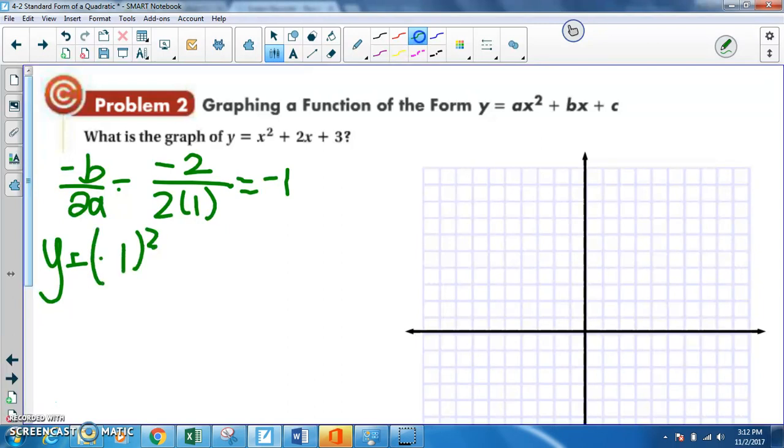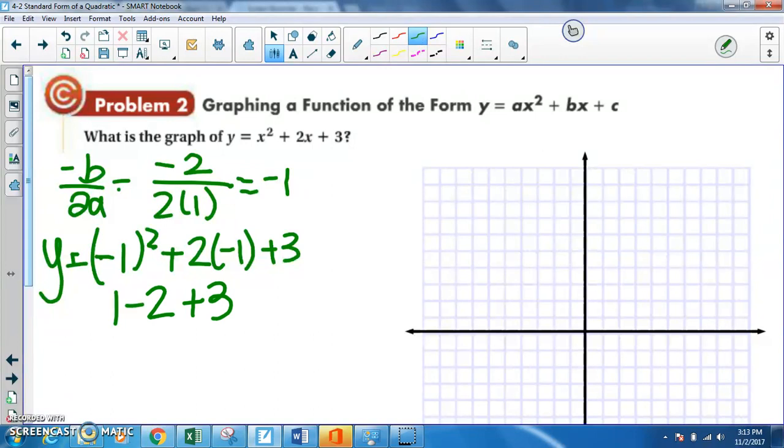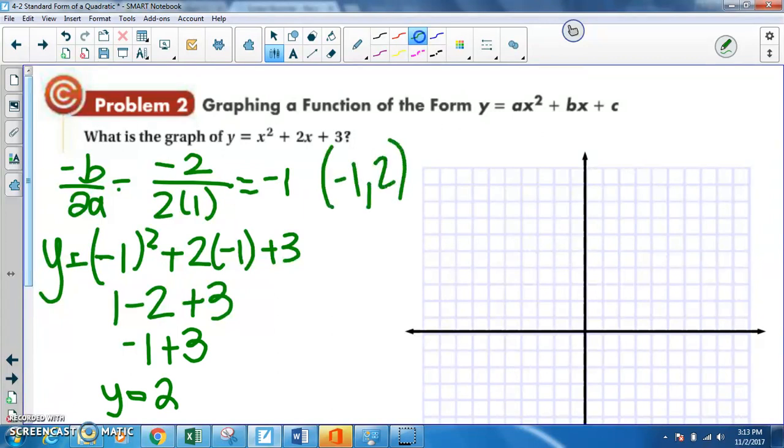Negative 1 squared plus 2 times negative 1 plus 3. Negative 1 squared is 1, plus negative 2, plus 3. 1 minus 2 is negative 1, plus 3, which is 2. Y equals 2, so our vertex is negative 1, 2.